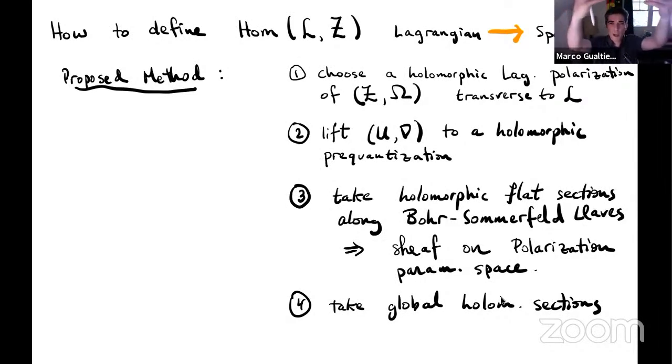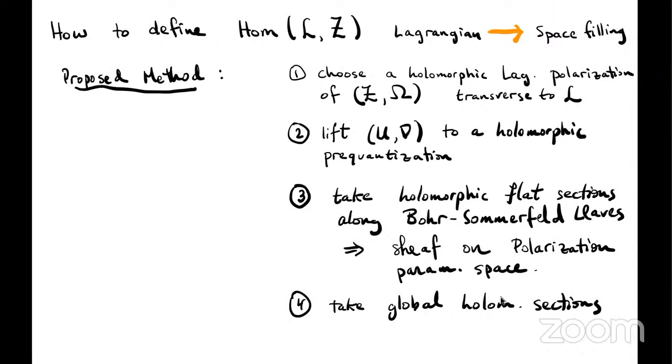holomorphic Lagrangians and you take holomorphic flat sections, then on the parameter space for the Lagrangians, you will get a holomorphic sheaf. And this holomorphic sheaf doesn't have to be a locally free sheaf. It could be just some other sheaf. This is called family Floer theory. It's a holomorphic family. It's a holomorphically varying computation in the Floer theory. And this sheaf, we could then take global holomorphic sections of, or take higher derived functors of the global section functor.